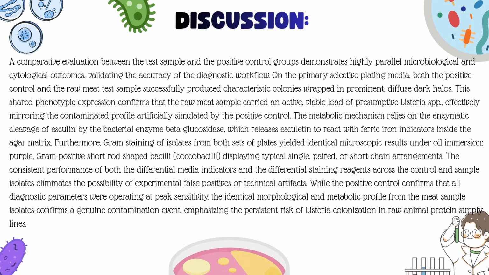The consistent performance of both the differential media indicators and the differential staining reagents across the control and the sample isolates eliminates the possibility of experimental false positives or technical artifacts. While the positive control confirms that all diagnostic parameters were operating at peak sensitivity, the identical morphology and metabolic profile from the meat sample isolates confirms a genuine contamination event, emphasizing the persistent risk of Listeria contamination in raw animal products.